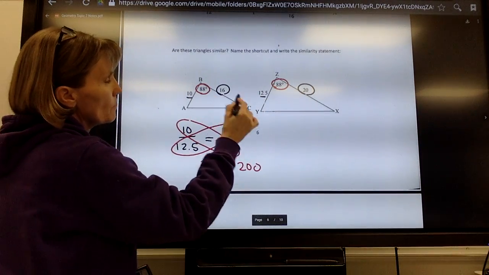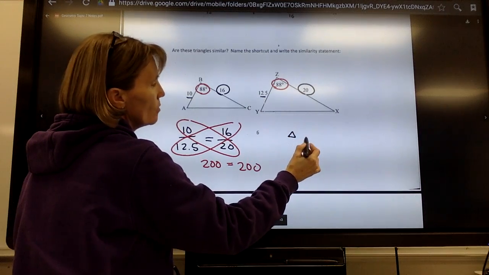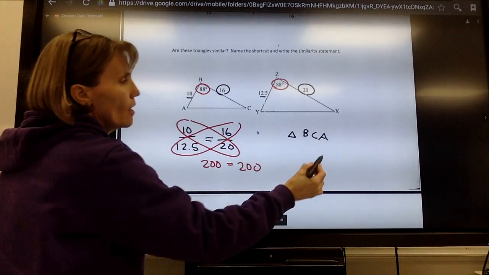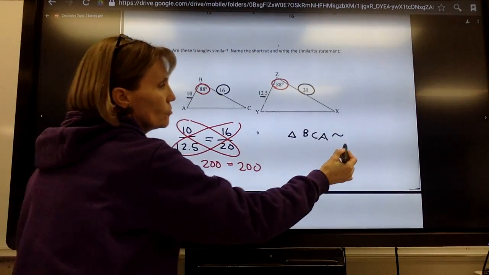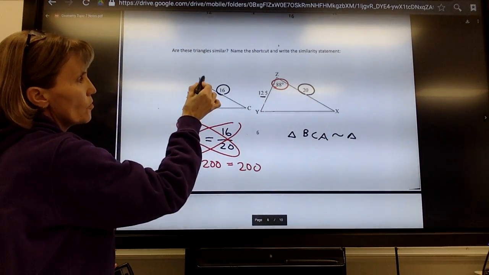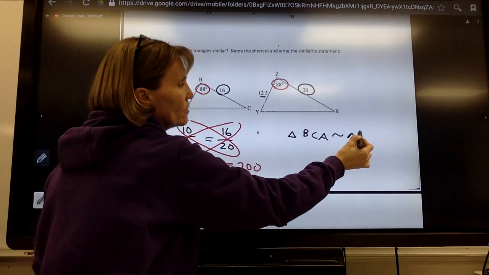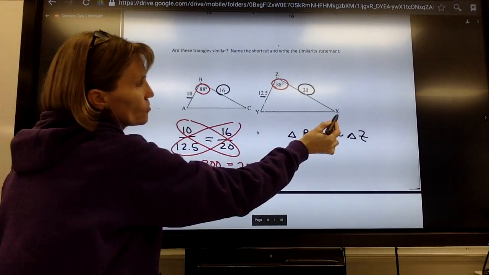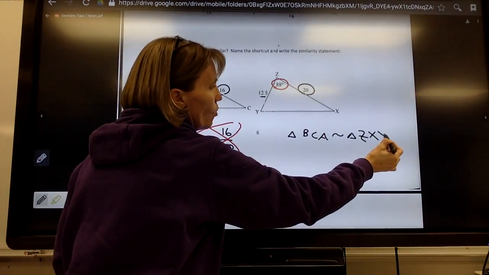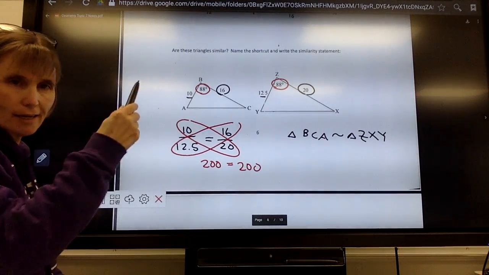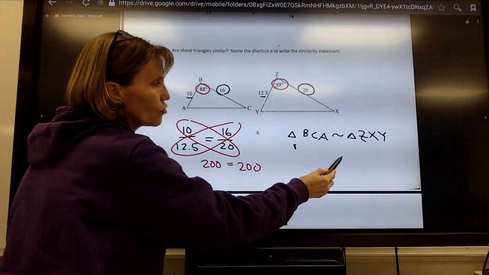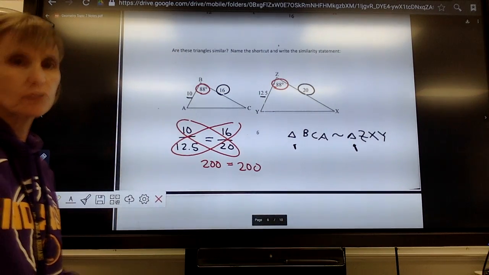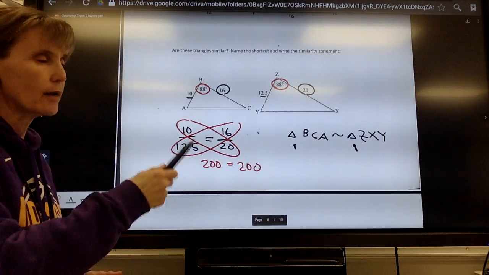Let's say I'm going to name this something different. I'm going to say that this is triangle BCA, and that is similar to triangle. Since I started with B this time, I'd have to start with Z in my name. And I went down here to C, so X corresponds to that, and then over to Y. Now, I forgot in the previous example, we need to have that little triangle symbol with our answers. Okay, again, these aren't angles, these are triangles that we're comparing. So I've got to have the triangle symbol.